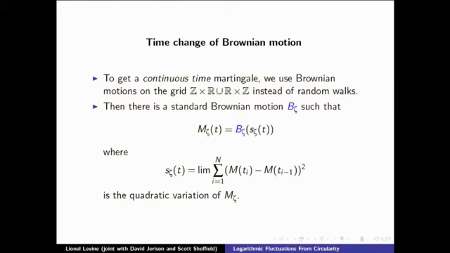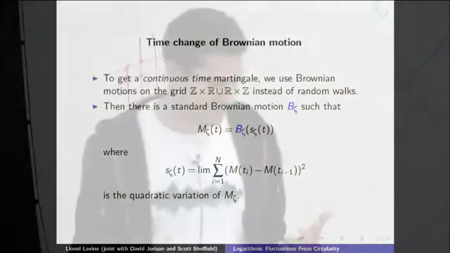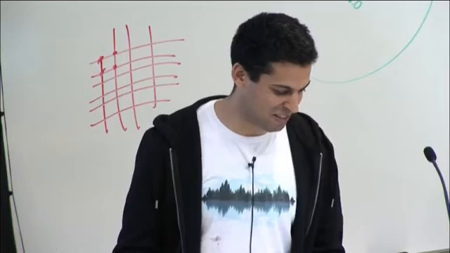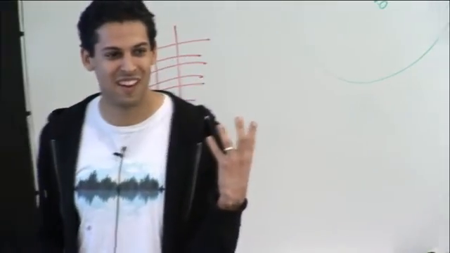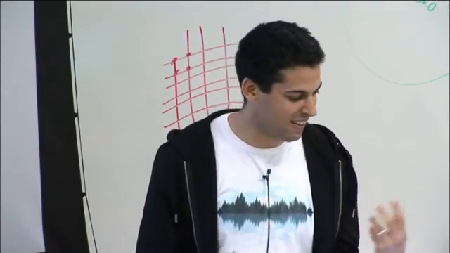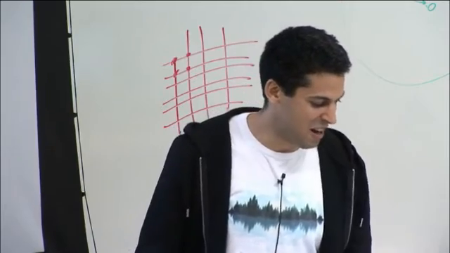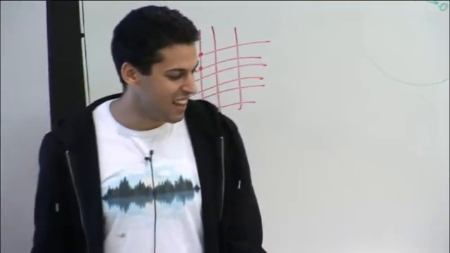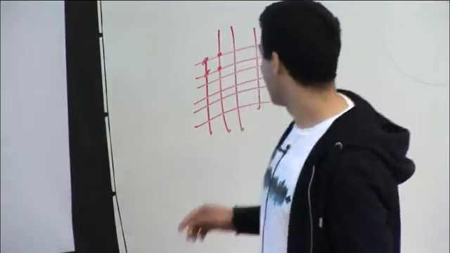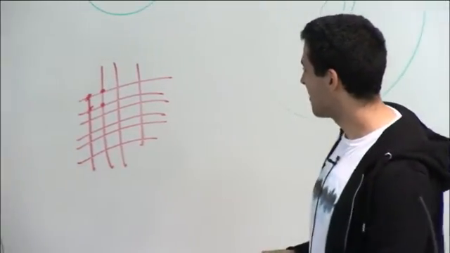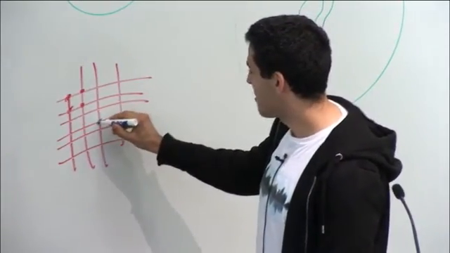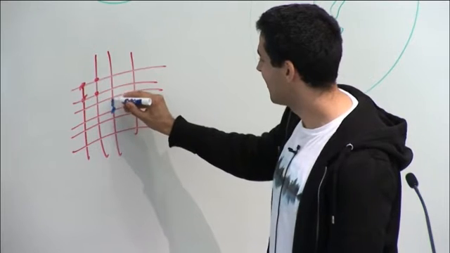Okay, so we're almost done with the kind of setup, and we can actually get to the proof. So the last piece of setup is that we've got this discrete time martingale, but we really want to have a continuous time martingale. So what we can do is, instead of running discrete random walks, we can run Brownian motion on this grid.